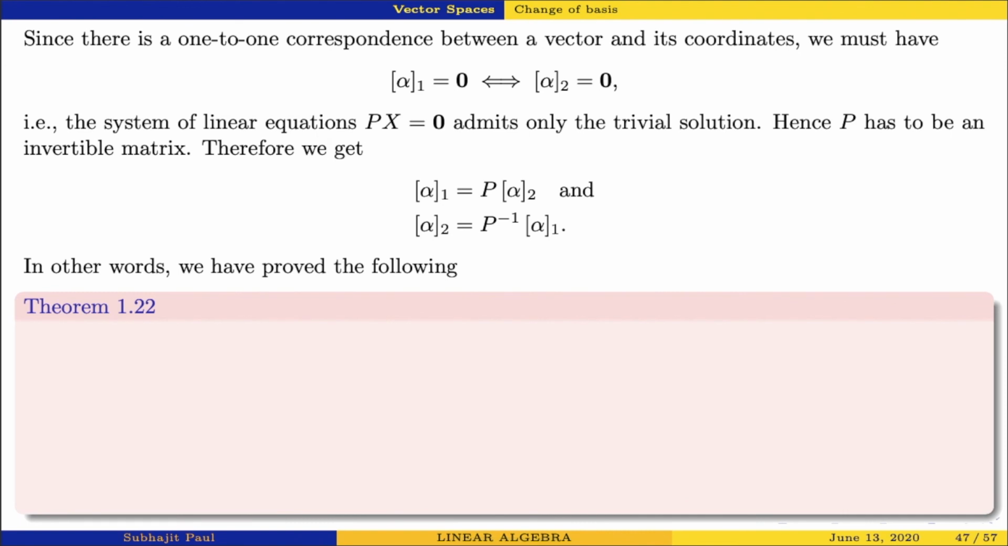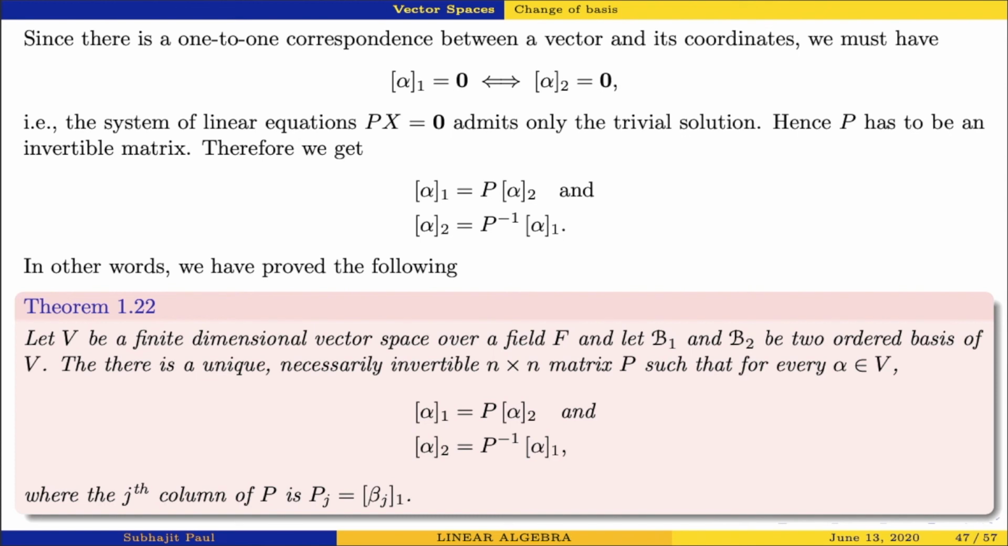Let V be a finite dimensional vector space over a field F, and let B1 and B2 be two ordered bases of V. Then there is a unique, necessarily invertible, n cross n matrix P such that for every vector alpha in V, the coordinates of alpha with respect to B1 is equal to P times the coordinates of alpha with respect to basis 2, and the coordinates of alpha with respect to the second basis is equal to the inverse matrix of P times the coordinates of alpha with respect to basis 1, where the jth column of P is P_j and P_j is the coefficient matrix of beta j with respect to the first basis.